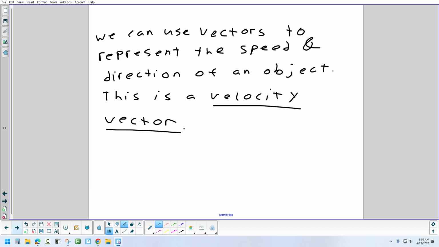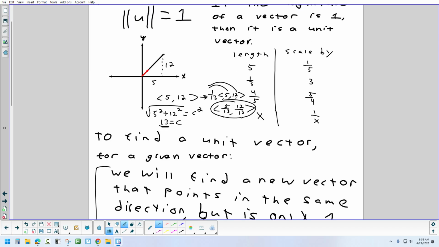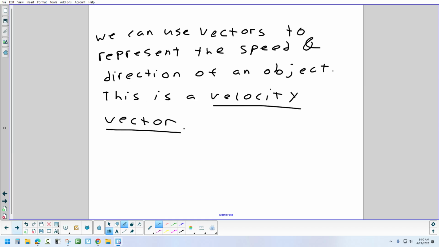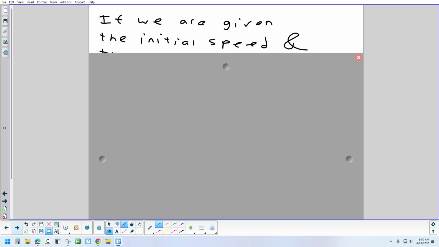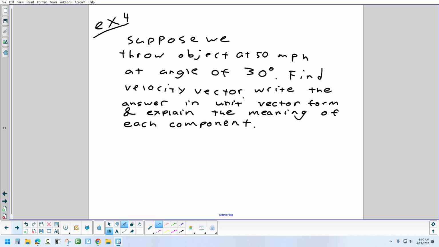So when you are writing a vector, remember a vector has 2 parts to it. It has a horizontal component, and it has the vertical component. We call them the x and the y components, whether you write it with the i and j notation or the other notation. There's always 2 parts to it. So I'm going to give you some information, and you're going to have to turn it into a velocity vector. I'm going to tell you an angle that something's being thrown at and how fast it's being thrown.